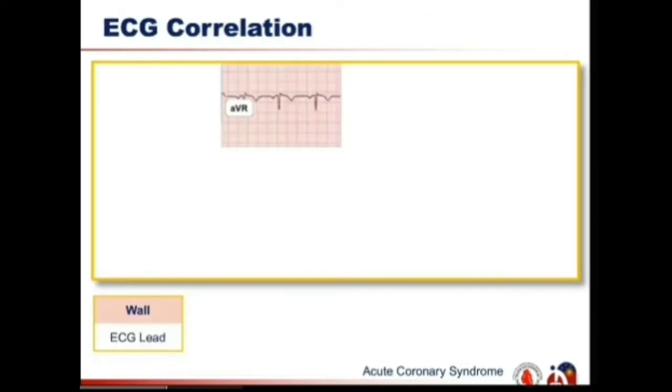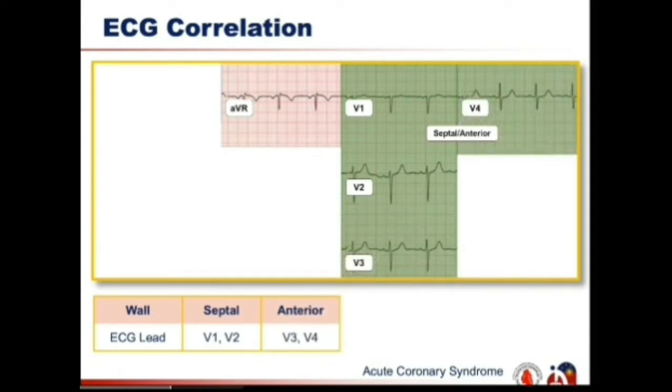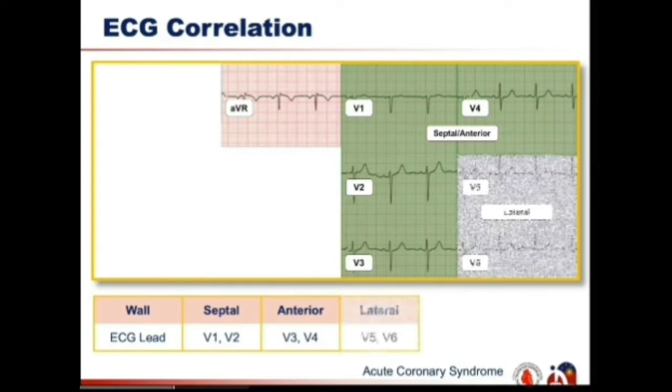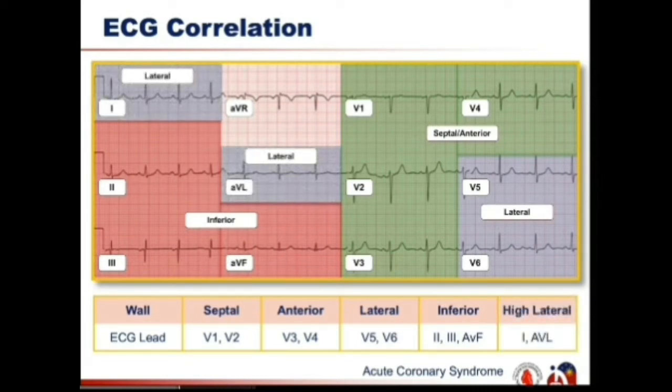The leads that show ST changes correspond to specific areas in the heart. V1 and V2 correspond to the septum. V3 and V4 represent the anterior wall, while V5 and V6 correspond to the lateral wall. Leads 2, 3, and aVF reflect the inferior wall, while 1 and aVL the high lateral wall.